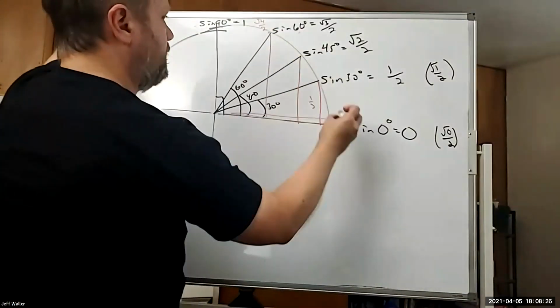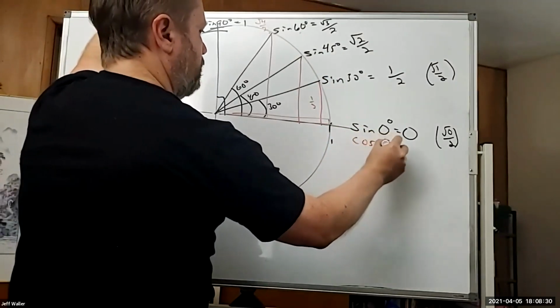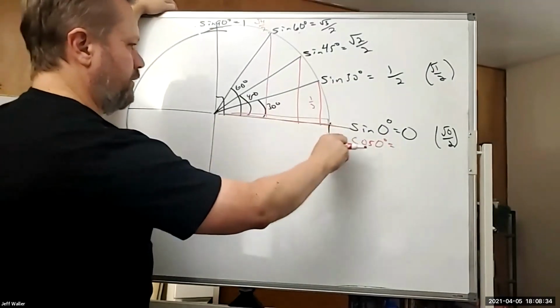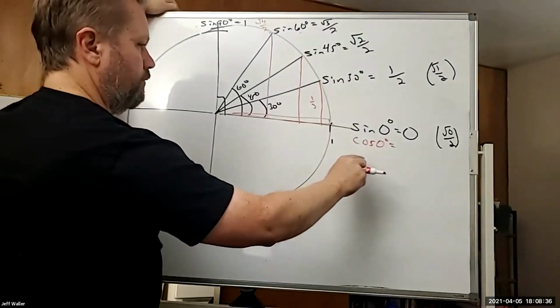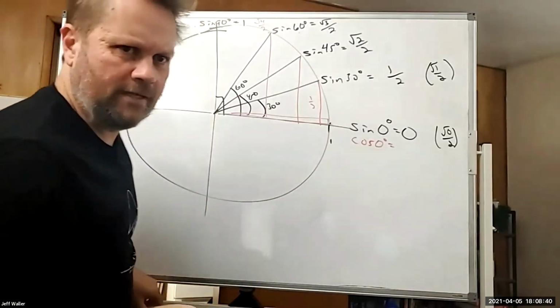Well, cosine is easy now. Whatever sine is and cosine is, cosine likes x. So what's cosine of 0? 1. Let me pick a better marker.